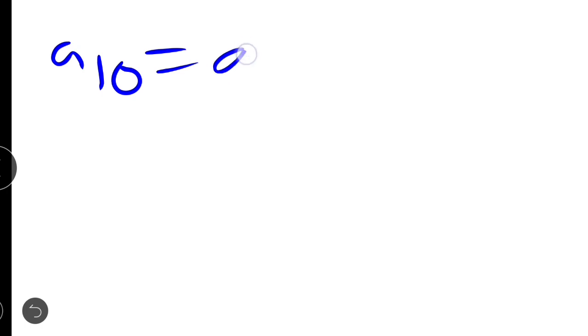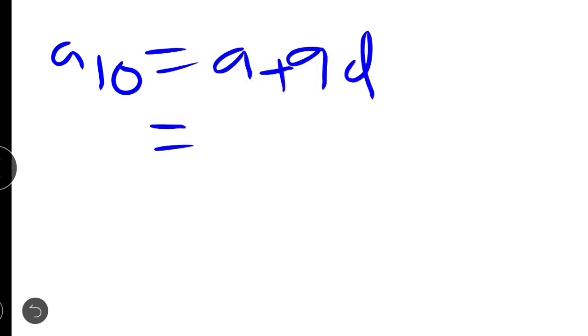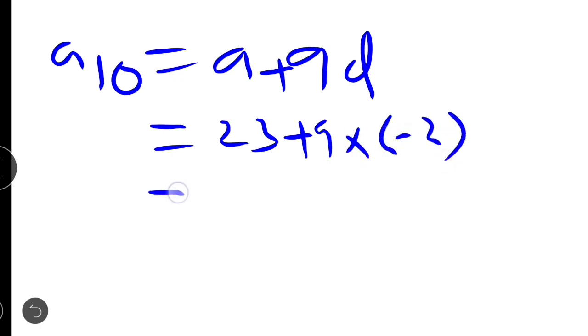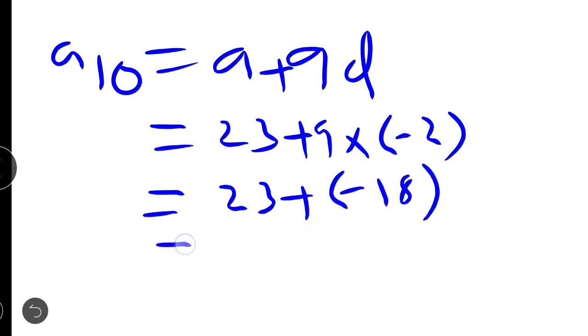So A10 equals A plus 9D. A value is 23 plus 9 into D value minus 2. 9 into minus 2 is minus 18. So 23 plus minus 18 is 5.